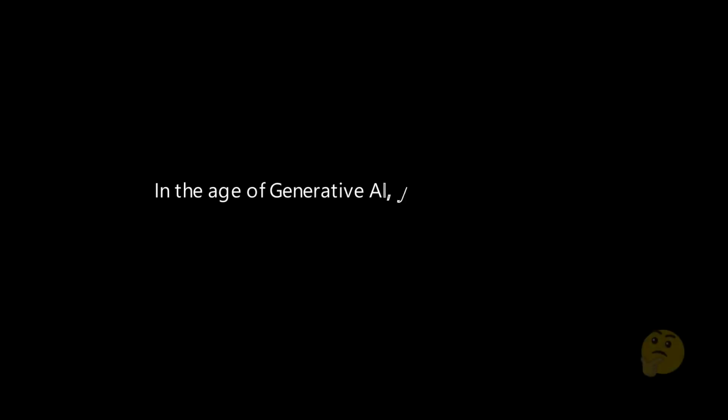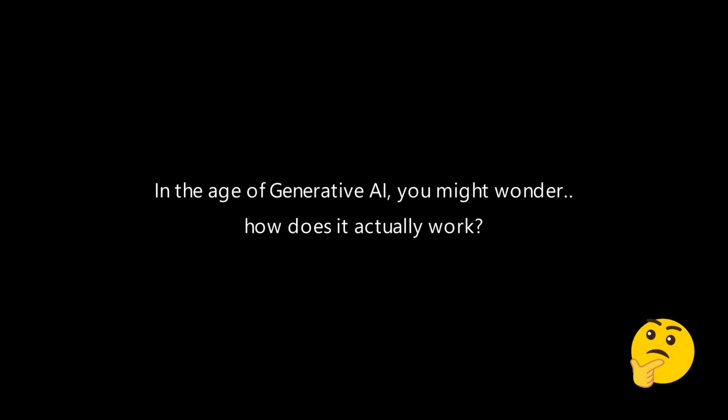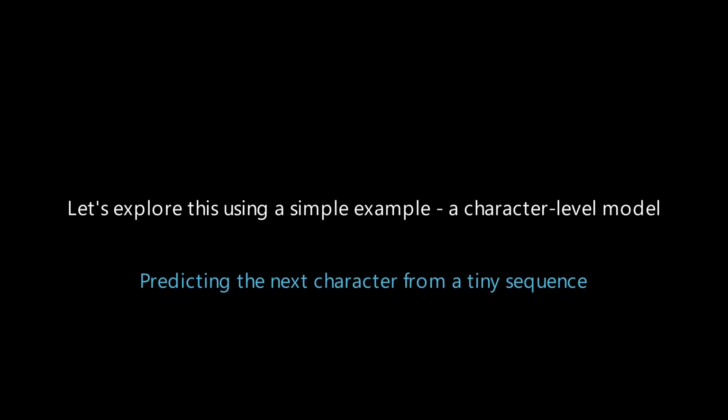We use ChatGPT and other large language models every day. But have you wondered, how does it actually work? To understand what happens behind the scenes, let's start with a very simple example. We'll build a tiny language model that works on characters instead of words. The goal is simple: predict the next character from a sequence of characters.